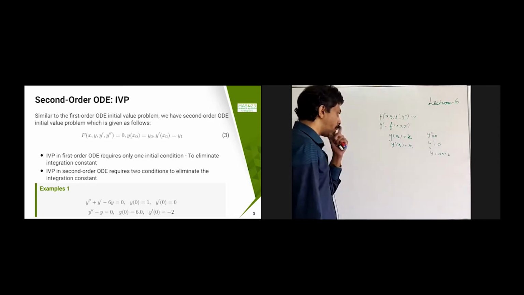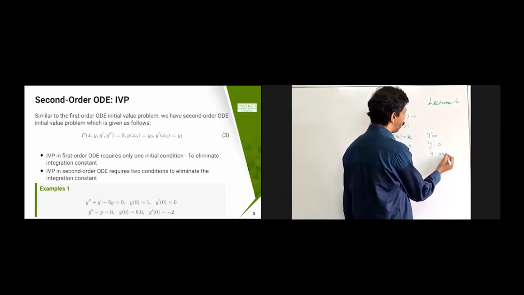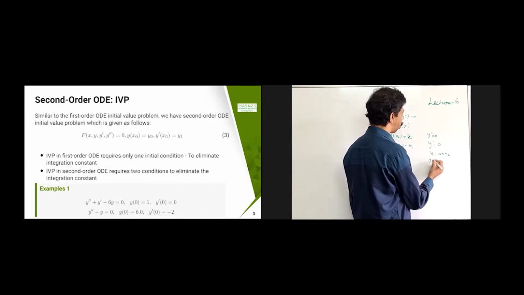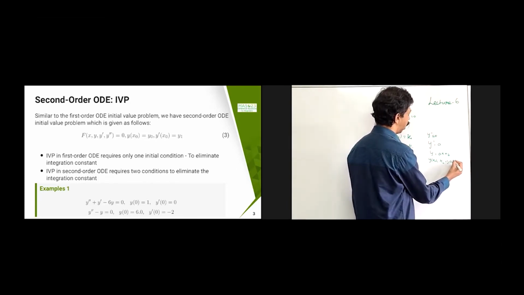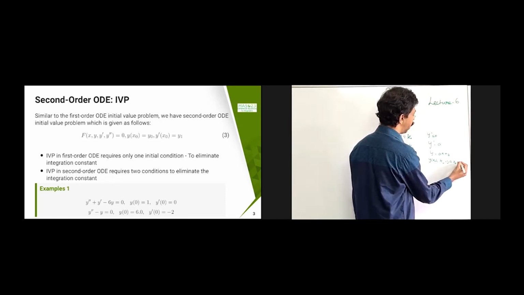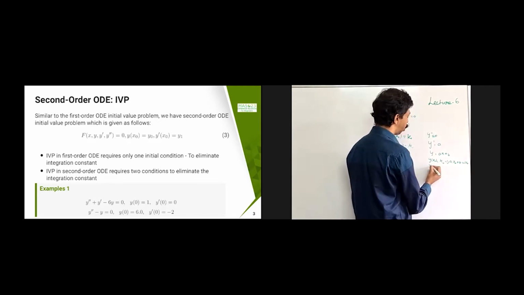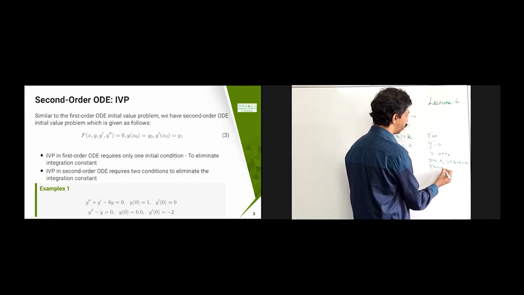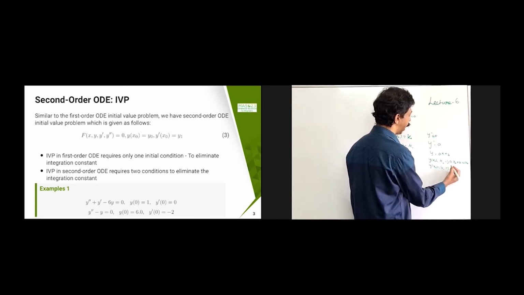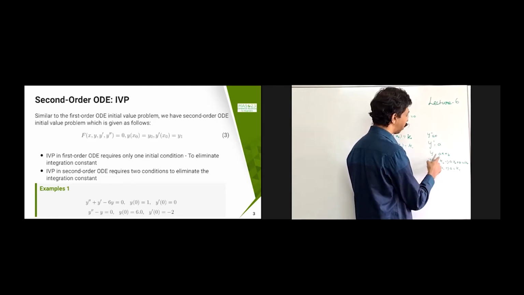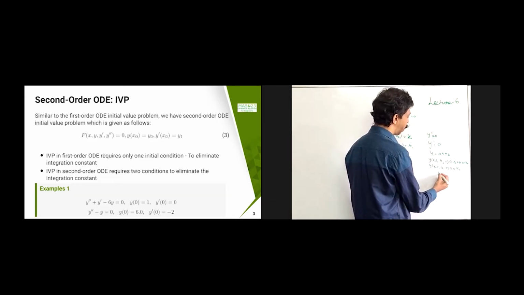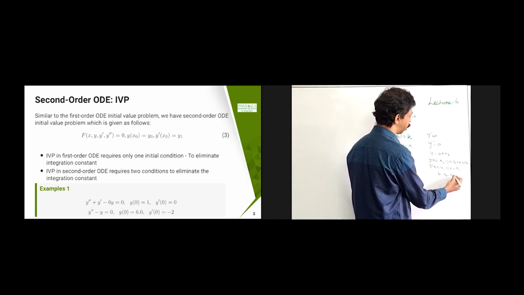Y double dash equal to 0. So you can see that there are two constants. In order to eliminate these two constants, you can use the conditions. For example, I can put y of x naught equal to k naught, which implies a into x naught plus b equal to k naught. Similarly, I can put y dash of x naught equal to k1. Y dash is nothing but a, so a is going to be k1. Therefore, you are going to get b equal to k naught minus a x naught.